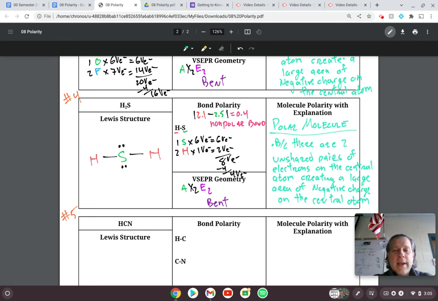So again, if there are any electrons on the central atom, a lot of times that makes the molecule automatically become polar. And the reasoning is that those unshared pairs of electrons create a large area of negative charge on the central atom. So those are the 2 things we're going to be looking for: unshared pairs of electrons on the central atom, and those unshared pairs of electrons create a large area of negative charge. So that's the answer, the solution for question number 4.